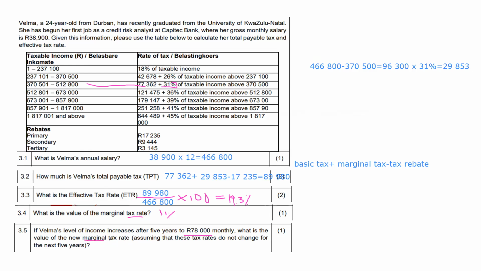The first step is to identify the marginal tax rate. So you're going to say 78,000 times 12, which gives 936,000. Then you go to the tax brackets to identify which bracket Velima will fall under after 5 years when she's earning this income. The annual salary of 936,000 is somewhere here. So the marginal tax rate is 41%. Right, we're done.